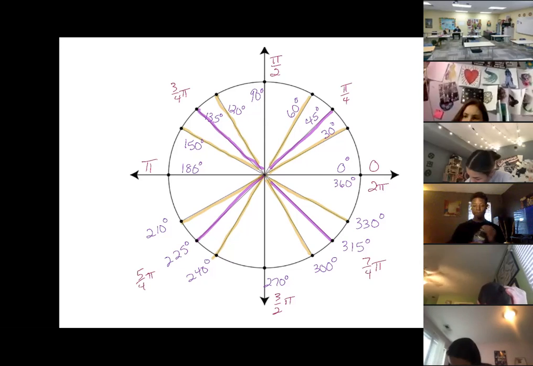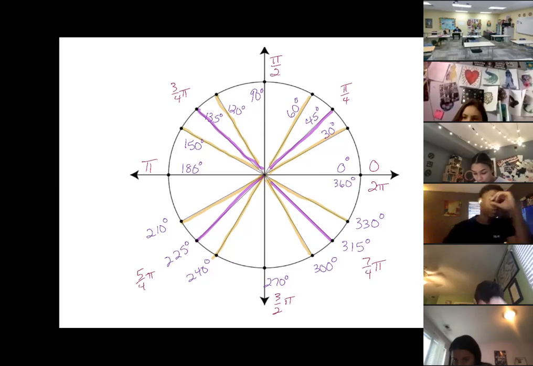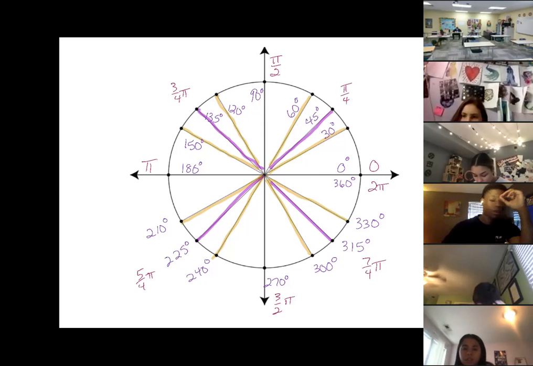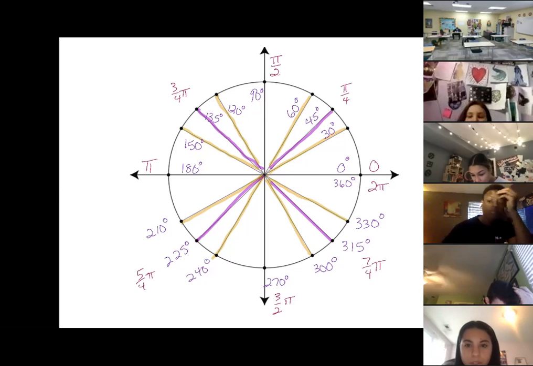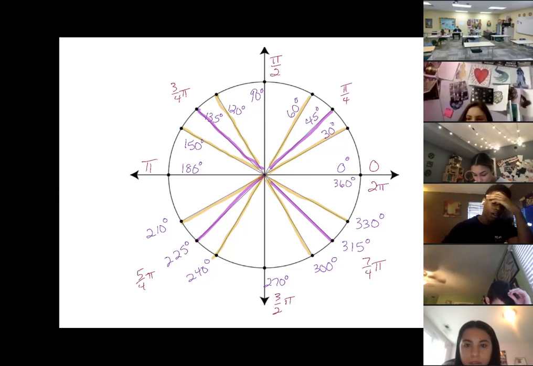Would it be pi over 5? How would you get that? Well, it seemed like pi over 4 was like 2 away, so I just went one more. I'm probably wrong. Okay. Yeah, it's not that.